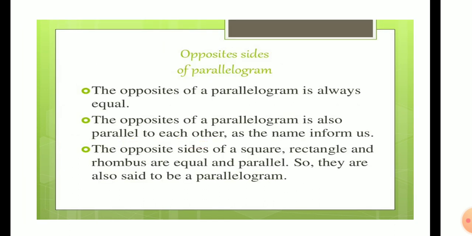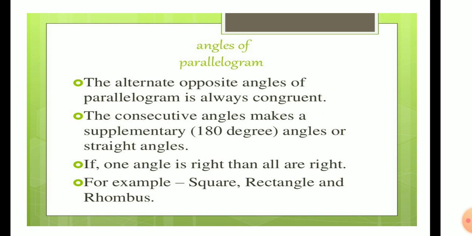Now, opposite sides of a parallelogram. The opposite sides of a parallelogram are always equal because they are parallel also. The opposite sides of a parallelogram are also parallel to each other, as the name suggests, because parallelogram means opposite sides are parallel. And the opposite sides of a square, rectangle, and rhombus are equal and parallel, so they are also said to be parallelograms.